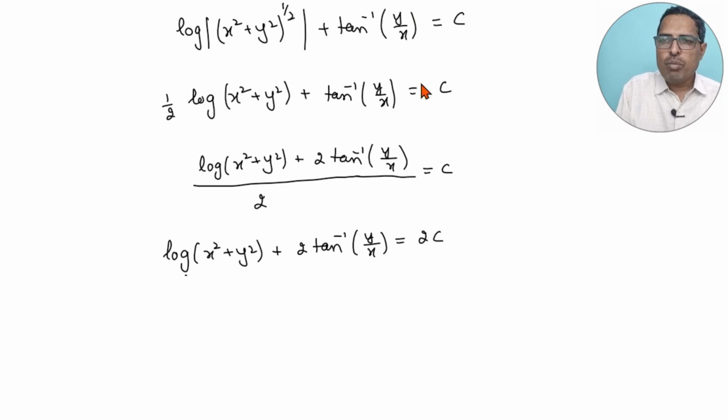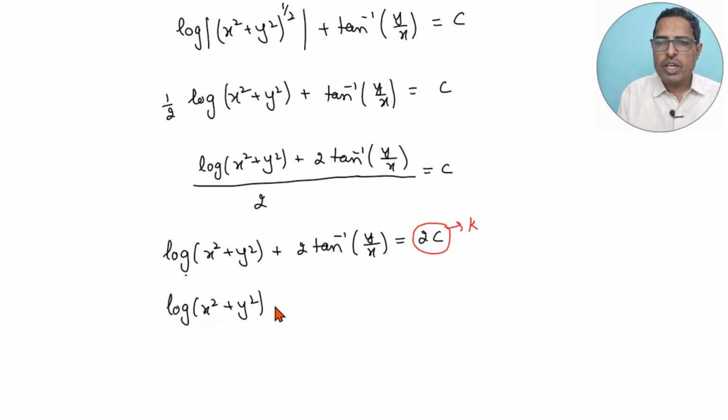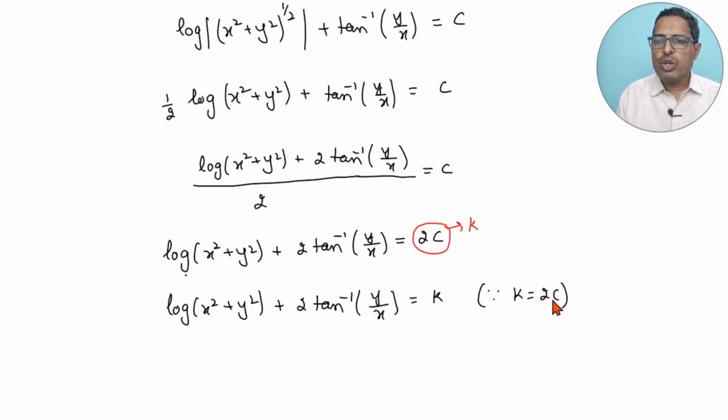Now you can just replace this 2c by some other constant, say k. Then we get log of x square plus y square plus 2 times tan inverse of y by x is equals to some constant. So therefore I am taking k to be equals to 2c. So let me take this as equation number 3.